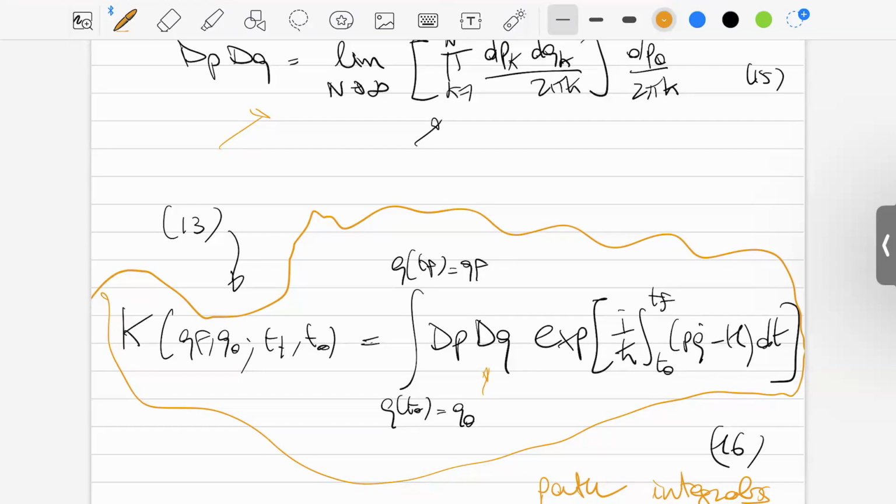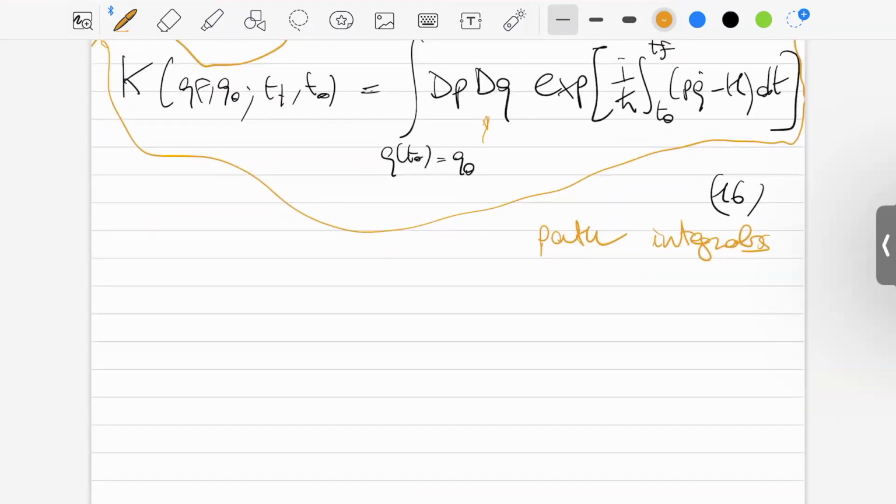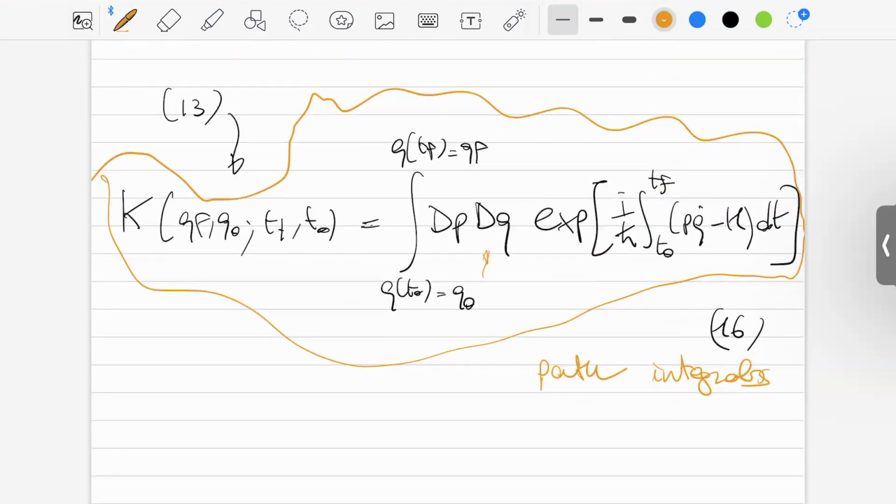Okay, so let me see what I can say about that. I think we can specialize a little bit to systems with finite temperature. We are going to use this formula later. Let's see how we can generalize this for fields.